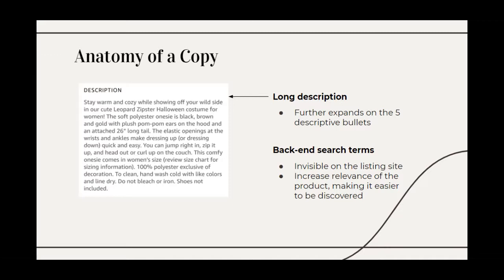Last but not least, we have the back-end search terms. These are invisible on the listing site. However, they're extremely important. They help increase the relevance of the product and make it easier for customers to find the product when they search on Amazon.